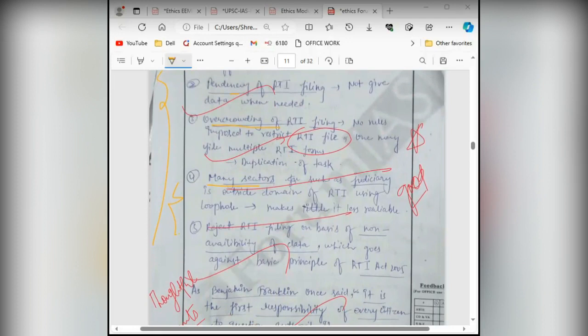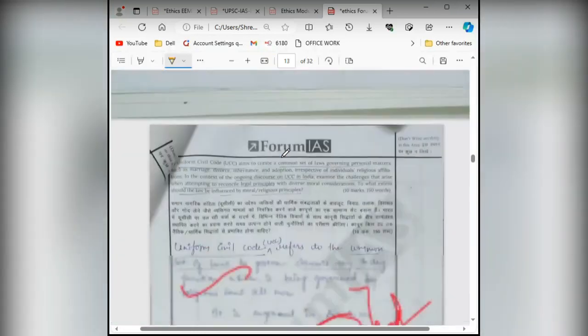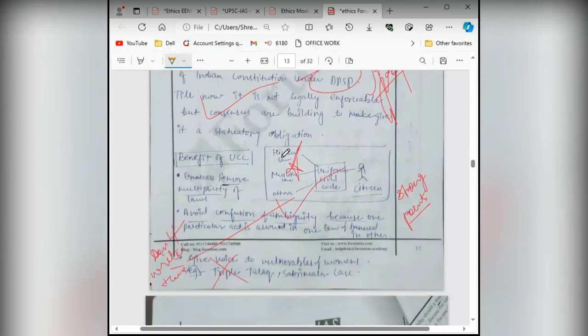And the examiner will not go through each and every point mentioned in your sheet. There would be some glimpse, there would be some keywords, there would be some eye-catching phrases which will make the examiner think about the marks. So these are the things you have to do.